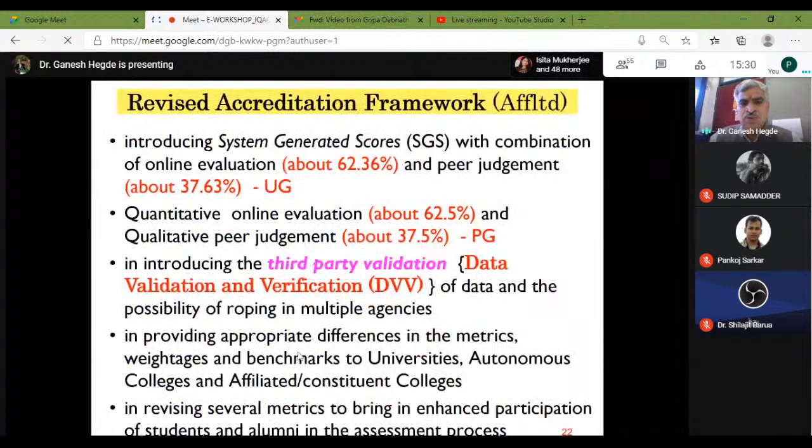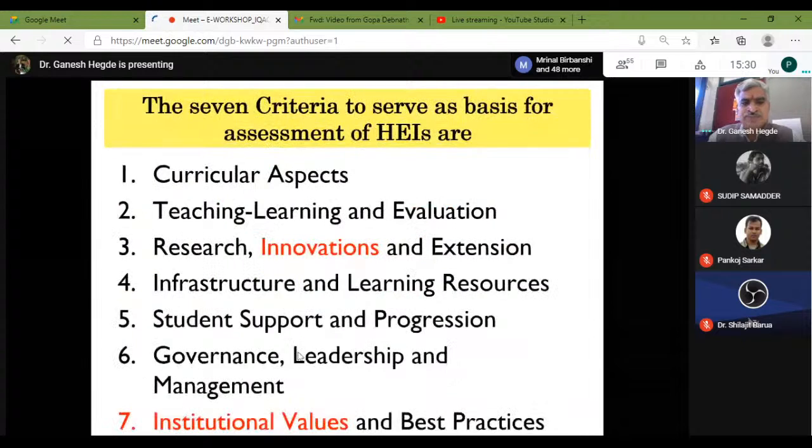Now, what are quantitative and qualitative metrics? The quantitative one is the system-generated score. It is all percentages and numbers, and around 62% of the questions are of this kind. And 37% of the questions will come as peer judgment during the on-site visit.